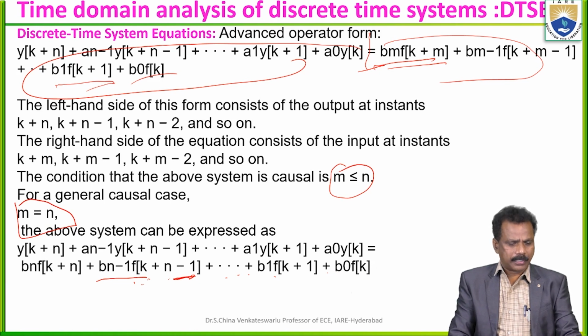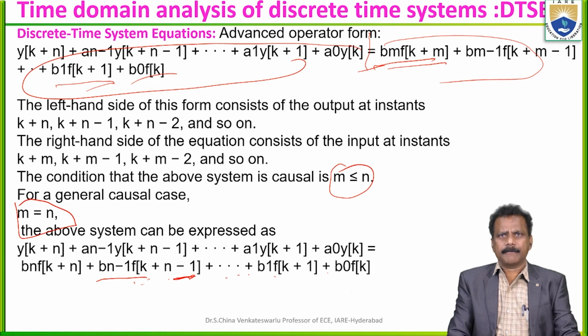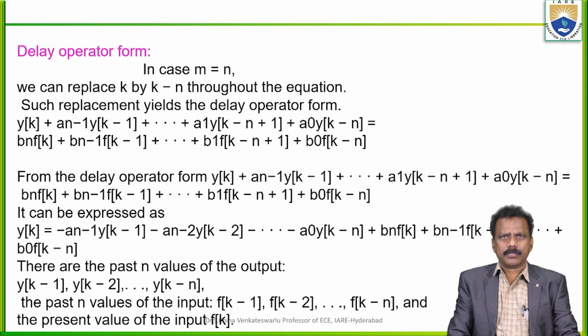This is the system based on the discrete time system mathematical expression, which is either causal or non-causal. But this case is causal. The system is causal if m is less than or equal to n. For the general causal case, m is equal to n, and the system can be expressed as this mathematical equation.